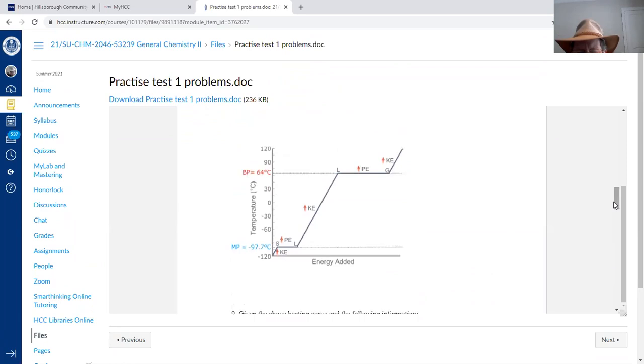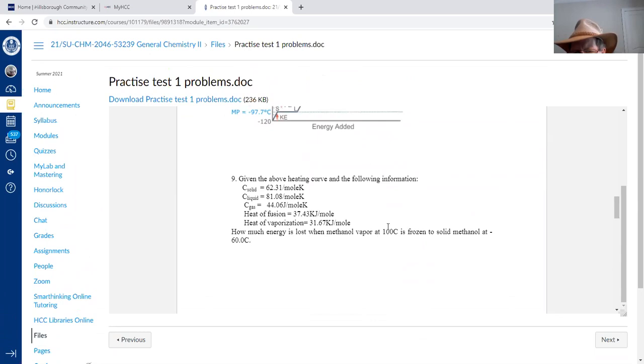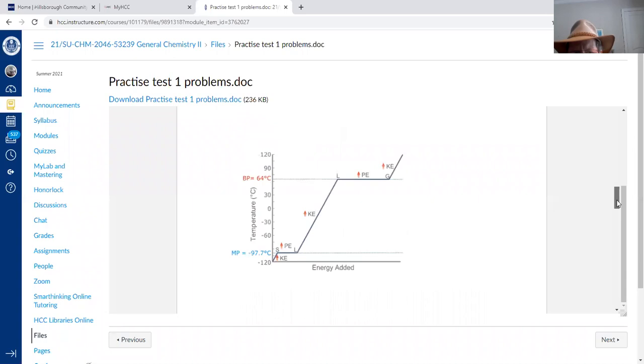Okay. You've got a vapor at 100 degrees. I'm trying to take that vapor at 100 degrees to solid methanol. You need one more piece of information that's not provided here, and that is the mass of the vapor. That inadvertently did not get placed in here, at least I'm not seeing it. All right, Jennifer.